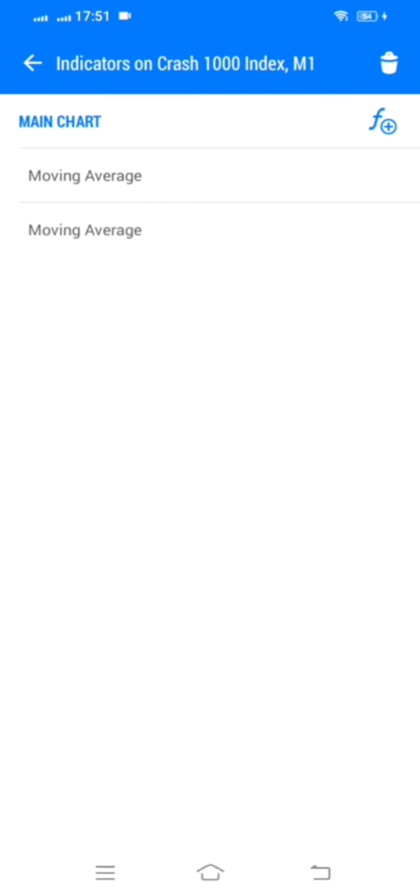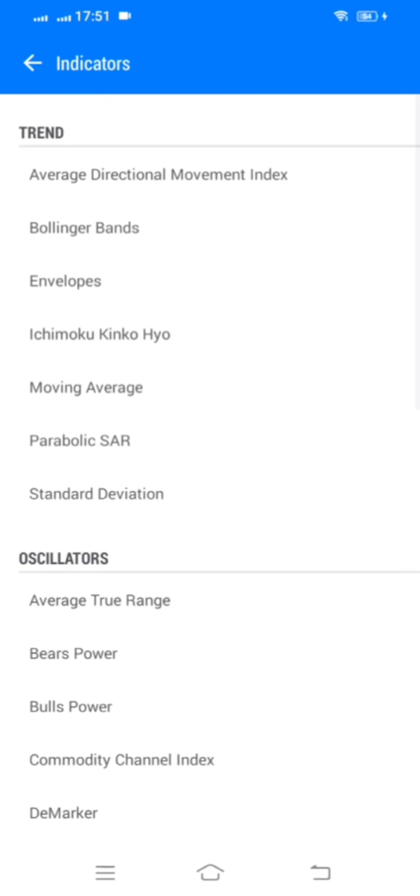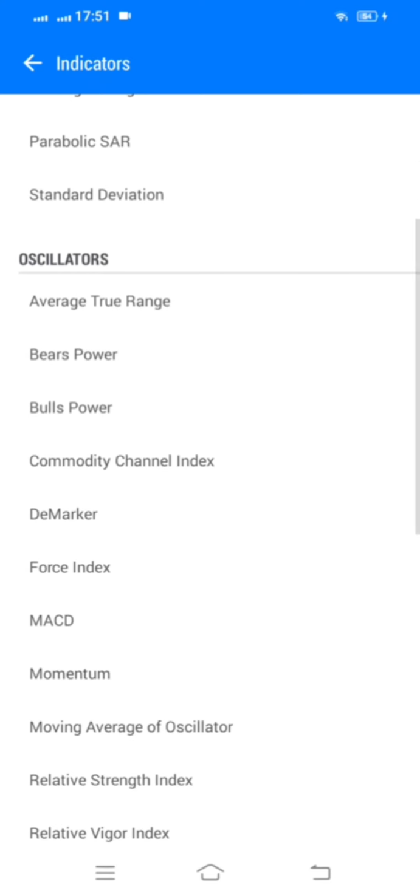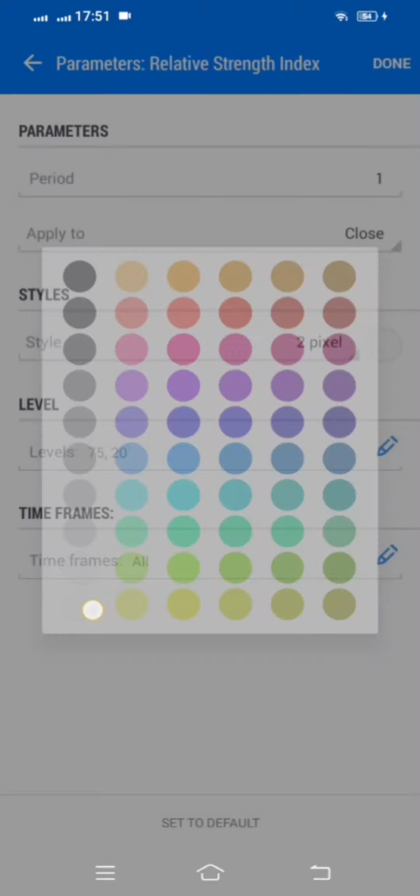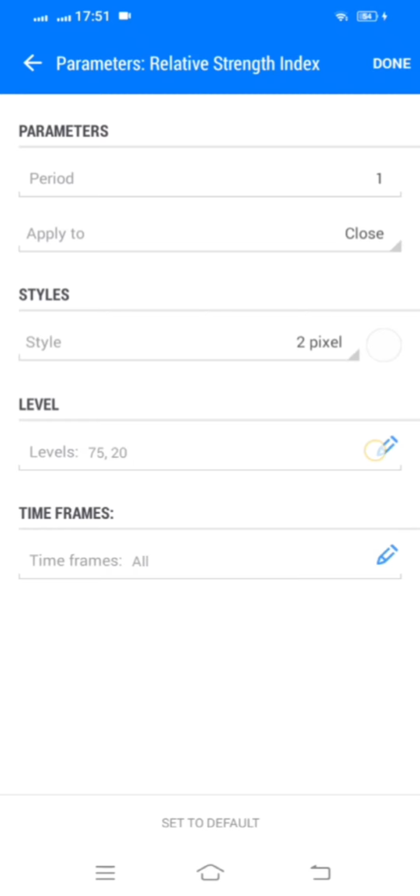The third indicator: we click again on the F plus icon over here, and we load the RSI, also known as the relative strength index. We're going to keep it at period 1, apply to close, and the color should be the color of your background. My background is white, so I'm going to make that white.